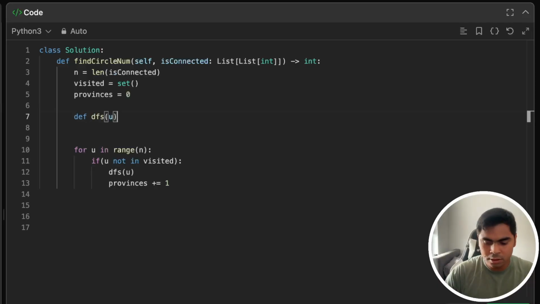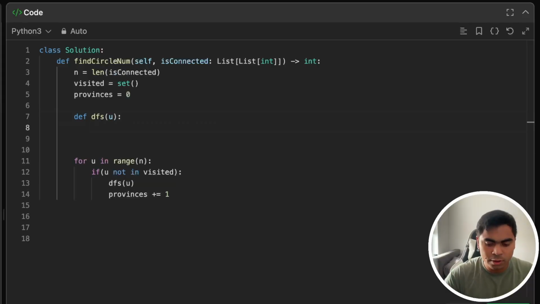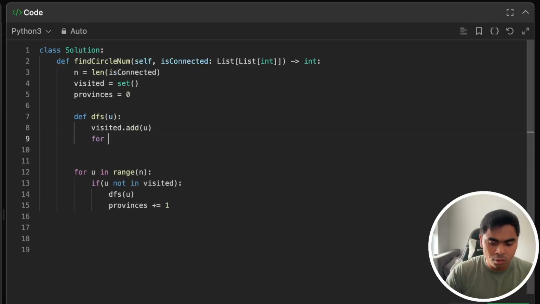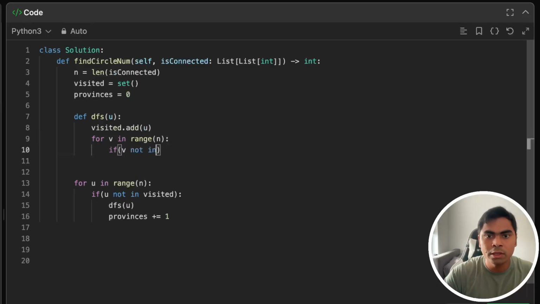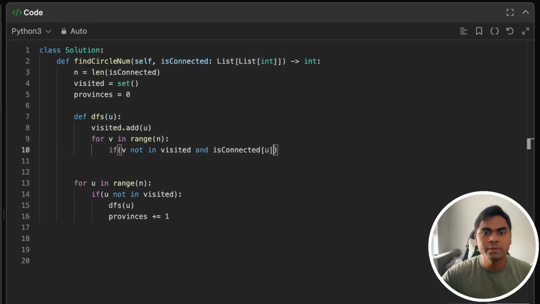DFS will take U, and because we are at U, let's add it to my visited set. So visited dot add, and I'm visiting basically U, but let's also visit all the neighbors of U, which will be in the range of the number of nodes, which is N. And if V is not in visited, and also in my is connected, basically at U is where I started already.